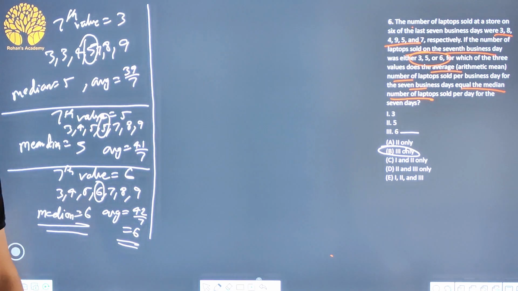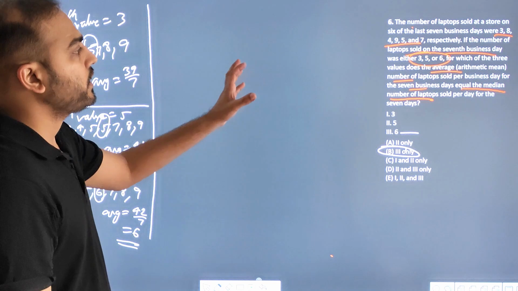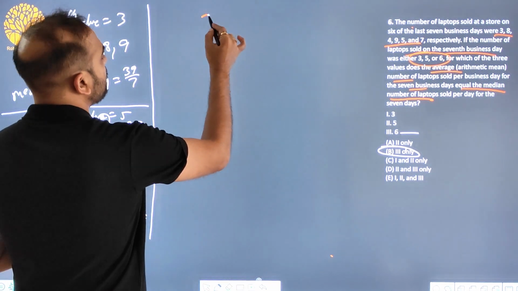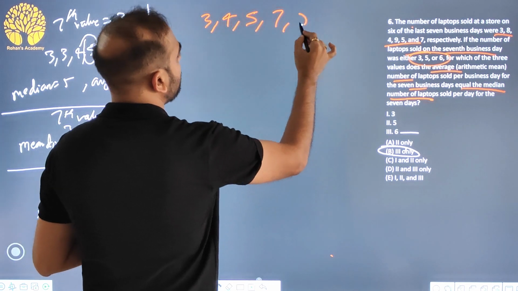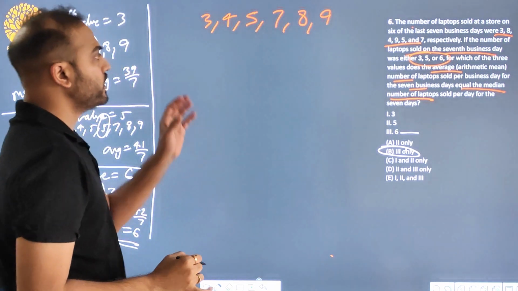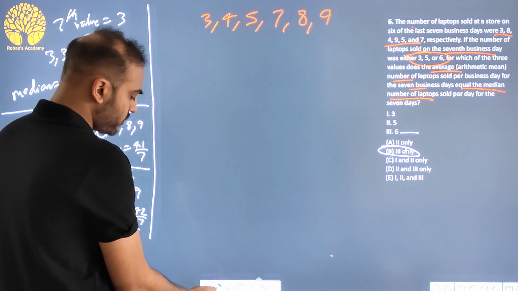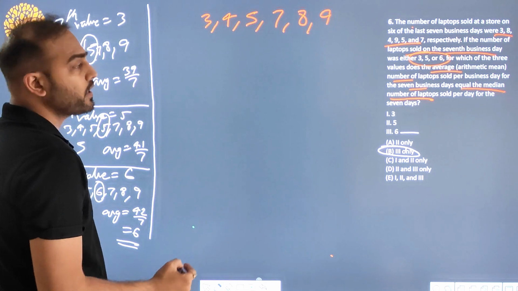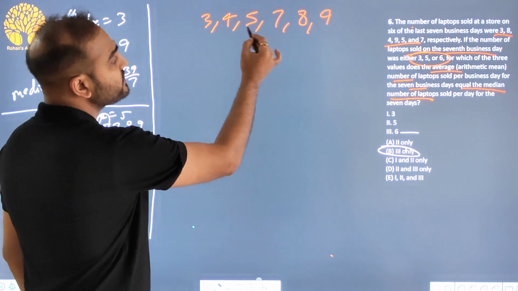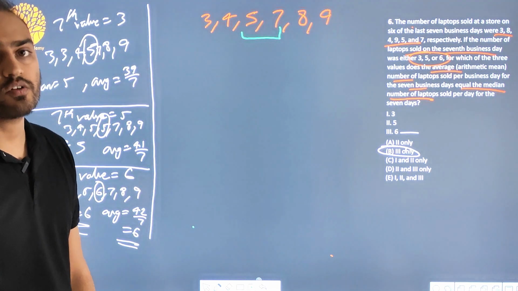To understand the concept, what do we have? See, if I arrange the data, I know the values are 3, 4, 5, 7, 8, 9. These are the 6 values. Now, the 7th value, because these are the 2 middle values as of now.